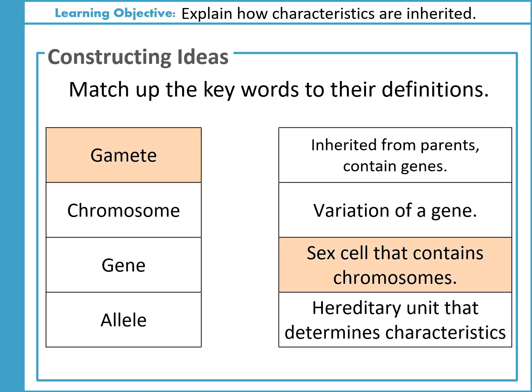And let's review. So the gametes are the sex cells that contain the chromosomes. Remember, the sex cells are the egg and the sperm cells. Chromosomes are those molecules that we inherit from our parents, and they contain the individual genes, of which there are many thousands. A gene is the unit that determines the characteristic. So for instance, we mentioned eye colour is a characteristic, and the alleles are the variations of those genes. So maybe blue eye colour, maybe brown eye colour in this example.